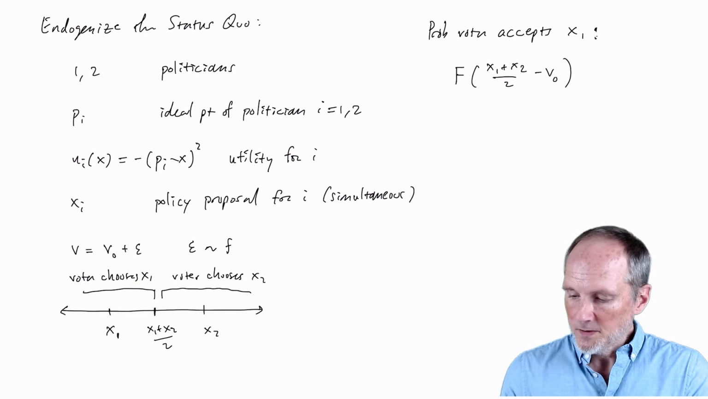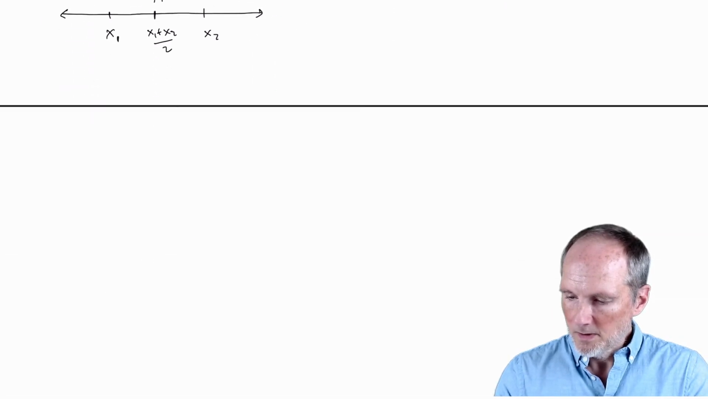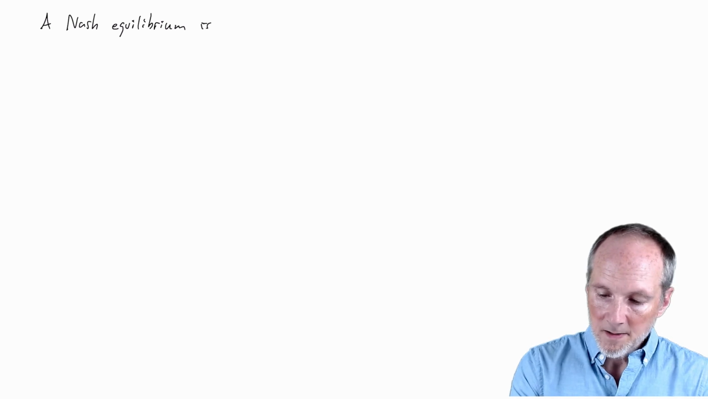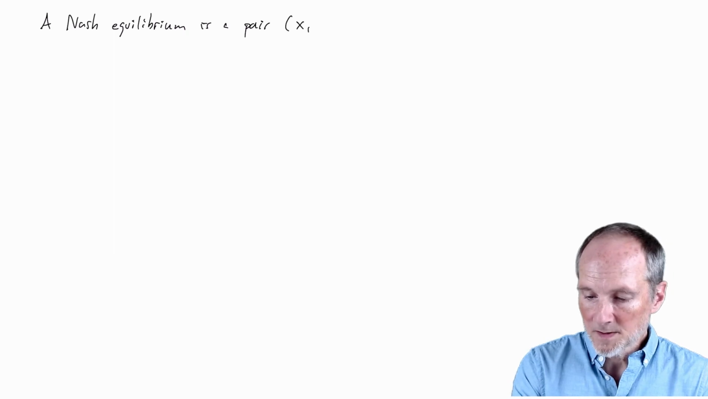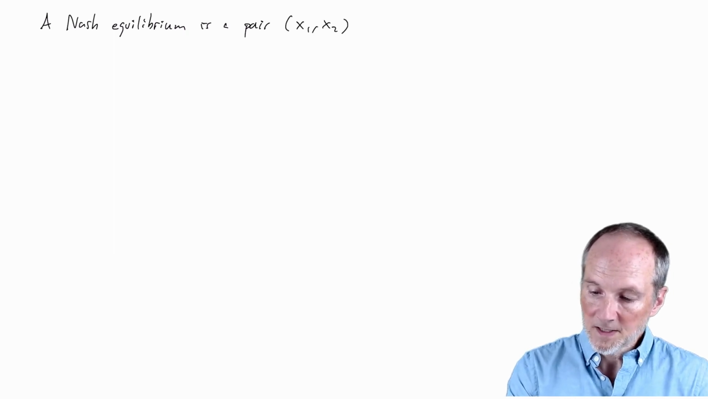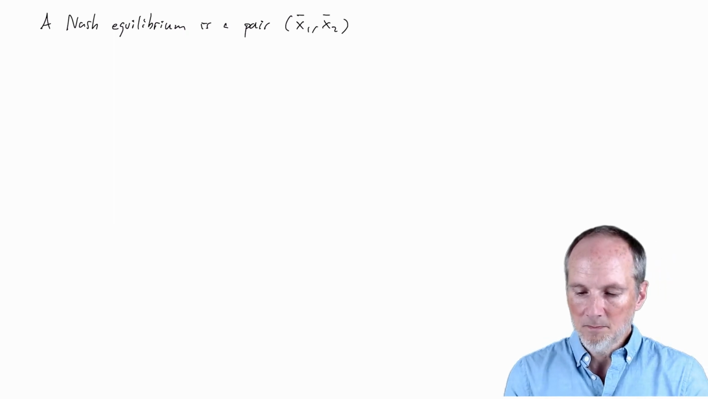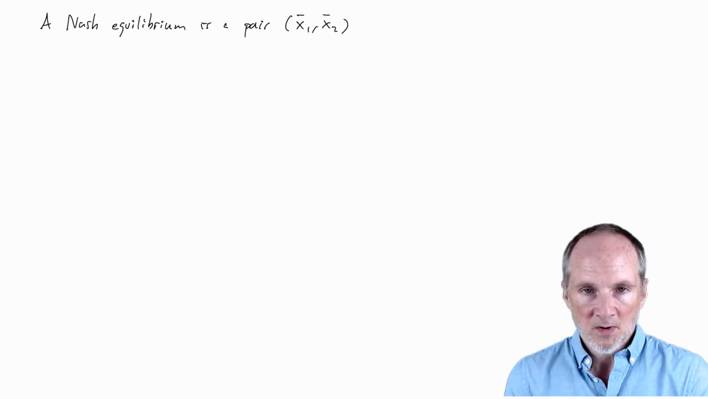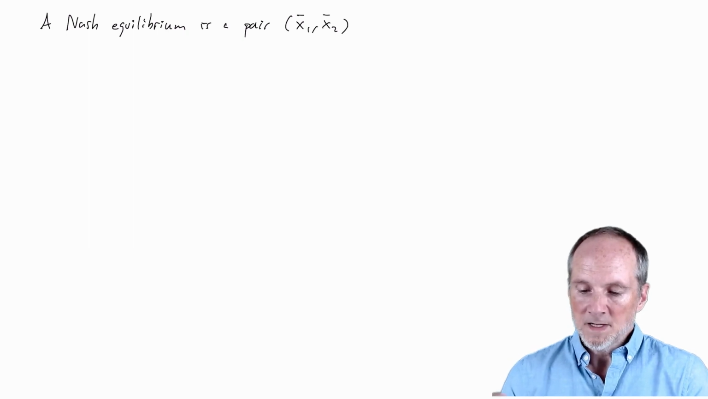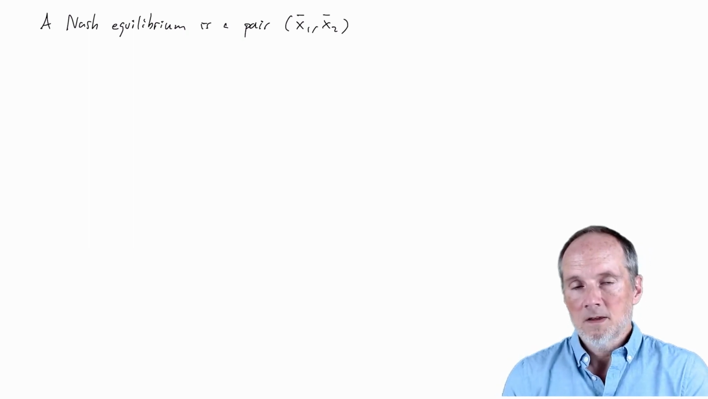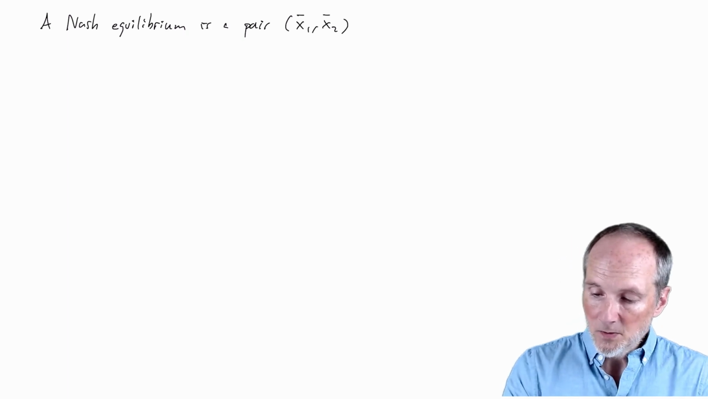So in this model, we're going to look for the Nash equilibrium. Just as in the public good provision model, a Nash equilibrium is going to be a pair. Now it's not activity levels, but policy proposals, x1, x2, and I'll put bars here just to distinguish them. So a Nash equilibrium is a pair of policy proposals such that each politician is proposing optimally given the proposal of the other guy.